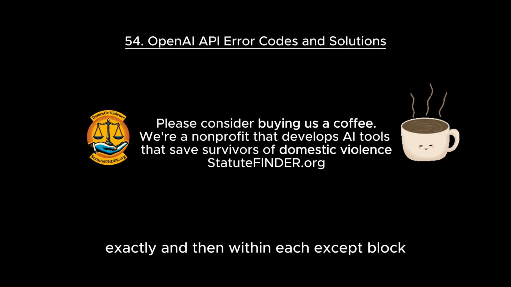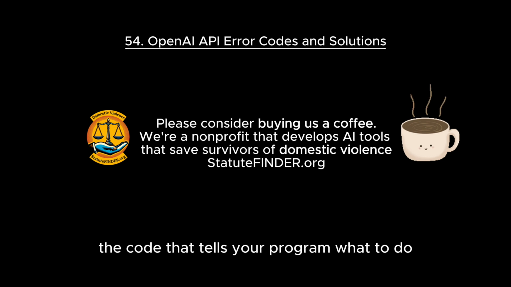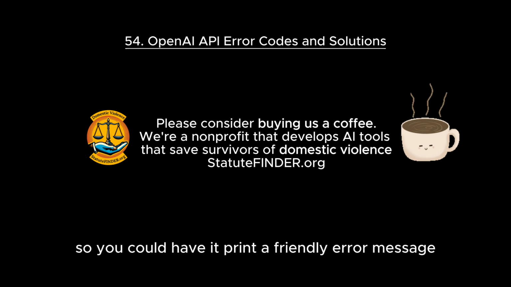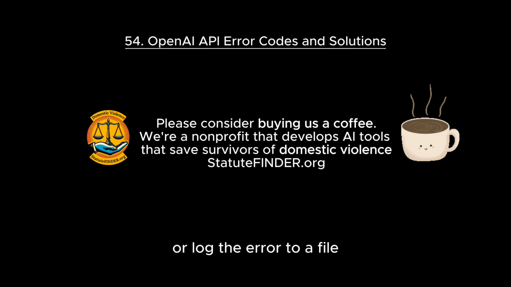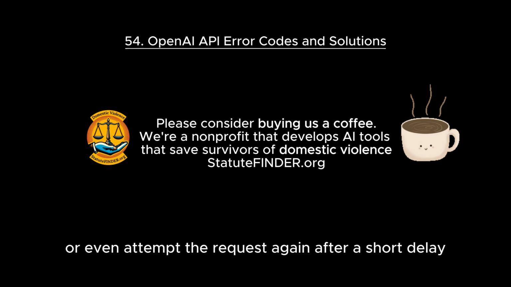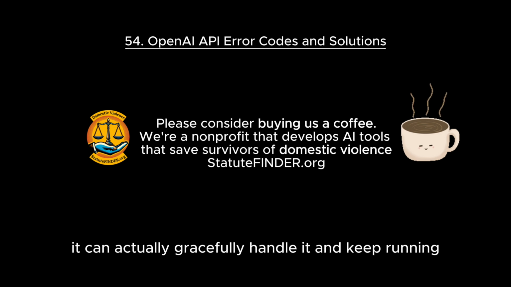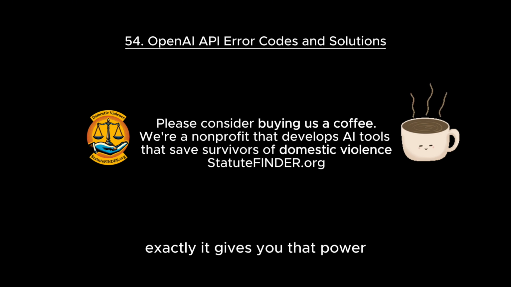Yeah, exactly. And then within each except block, you would write the code that tells your program what to do if that specific error occurs. So you could have it print a friendly error message or log the error to a file or even attempt the request again after a short delay. That's really cool. So instead of just crashing, it can actually gracefully handle it and keep running. Exactly. It gives you that power. Okay, so it's starting to make sense.